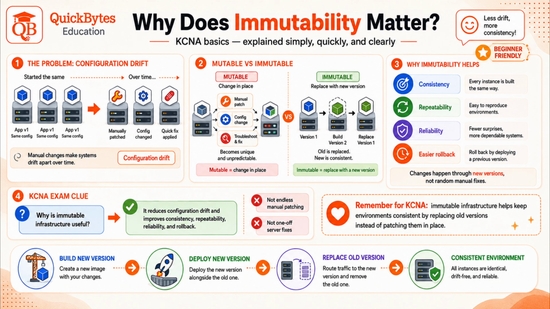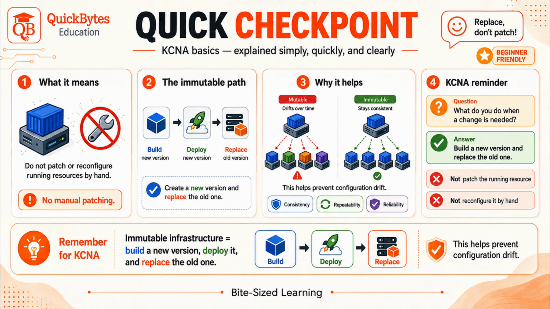On the exam, they may ask why immutable infrastructure is useful. The exam-friendly answer is that it improves consistency, repeatability, reliability, and easier rollback. So far, immutable infrastructure means you do not patch or reconfigure running resources by hand. You build a new version, deploy it, and replace the old version. That helps prevent configuration drift.